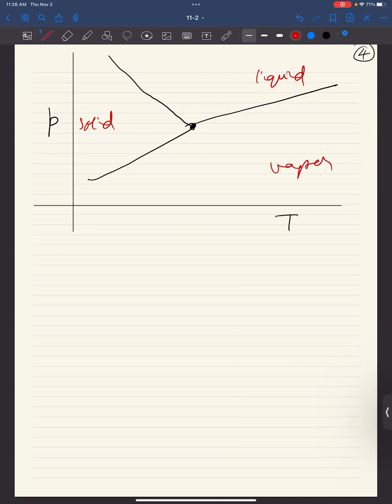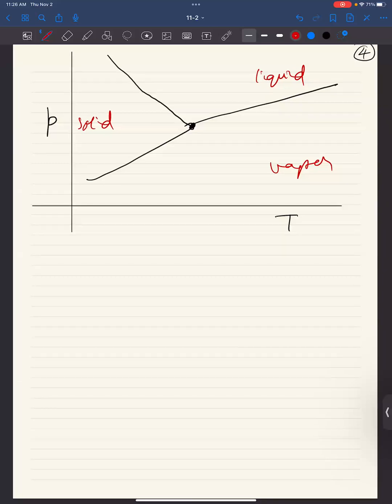So now let's think carefully. At 1 atmospheric pressure and 0 degrees Celsius, what is the stable phase of water? Solid. Are you sure? No, actually, it would exist in equilibrium as solid and liquid. Exactly. There you go.